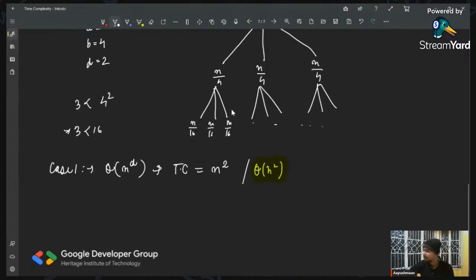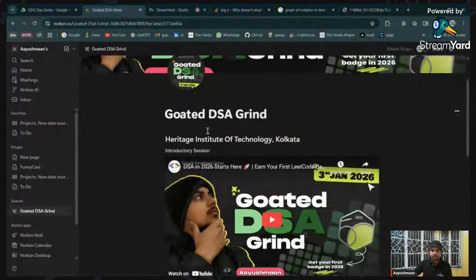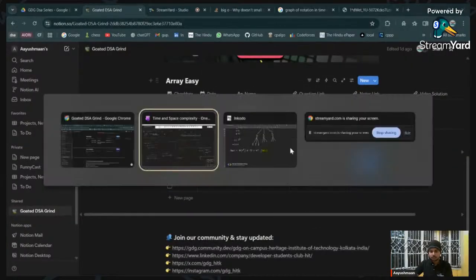Now, I guess we are done with merge sort. We are done with the notations. Now we will quickly look at the problems which we'll have as homework today. That is in Notion, which you can access here. We have two problems: two sum and removal of duplicates from a sorted array.